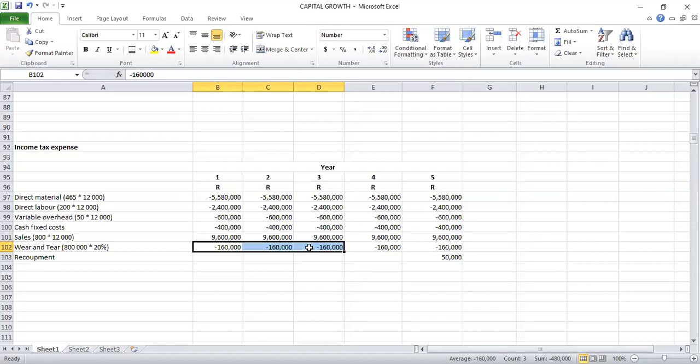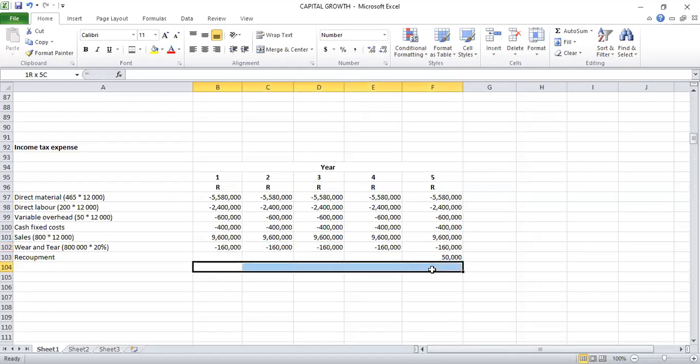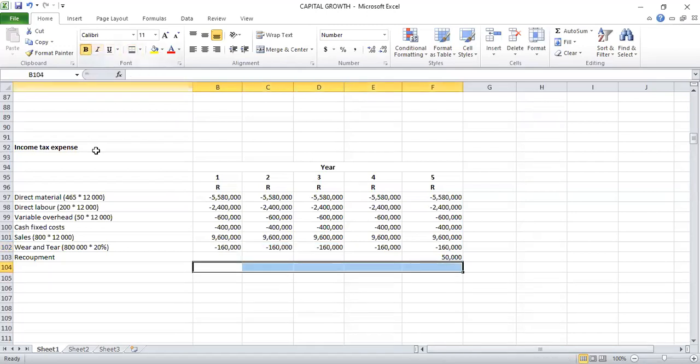But if you sell at less than the tax value, then there will be a scrapping allowance. A scrapping allowance will be subtracted for tax purposes. So this one is a recoupment, so we have to add it. It's a taxable income. Right. Then we get the taxable income of the entity.